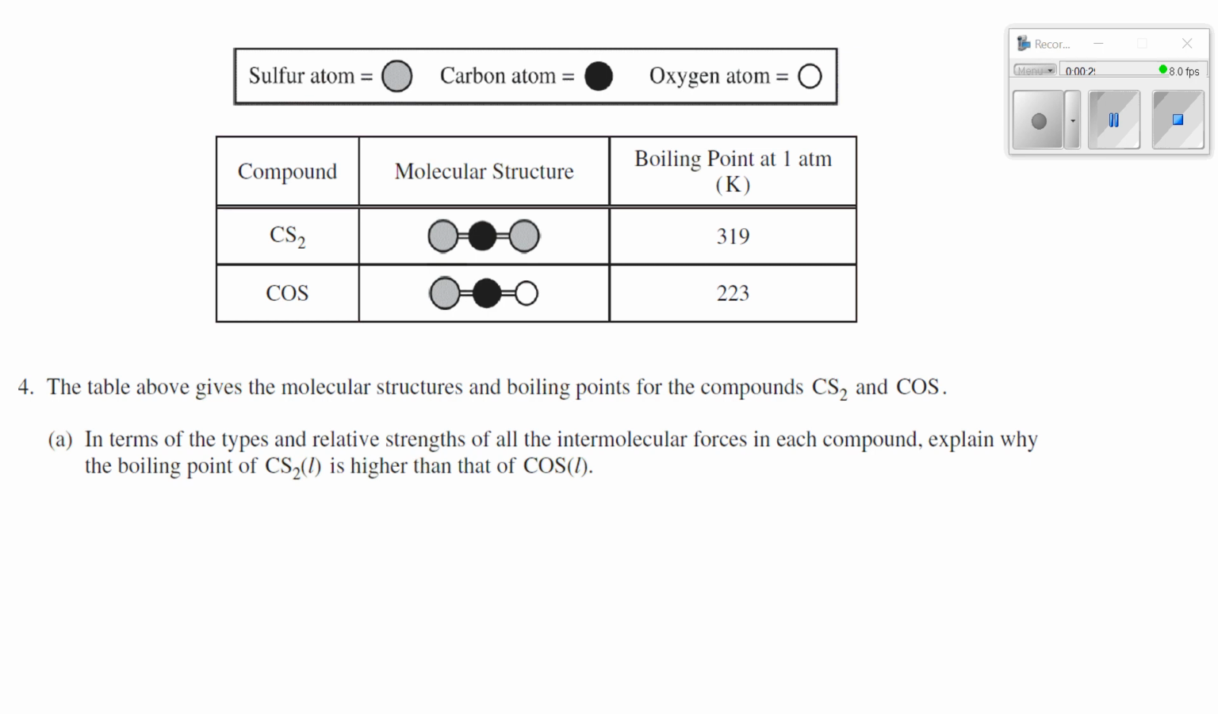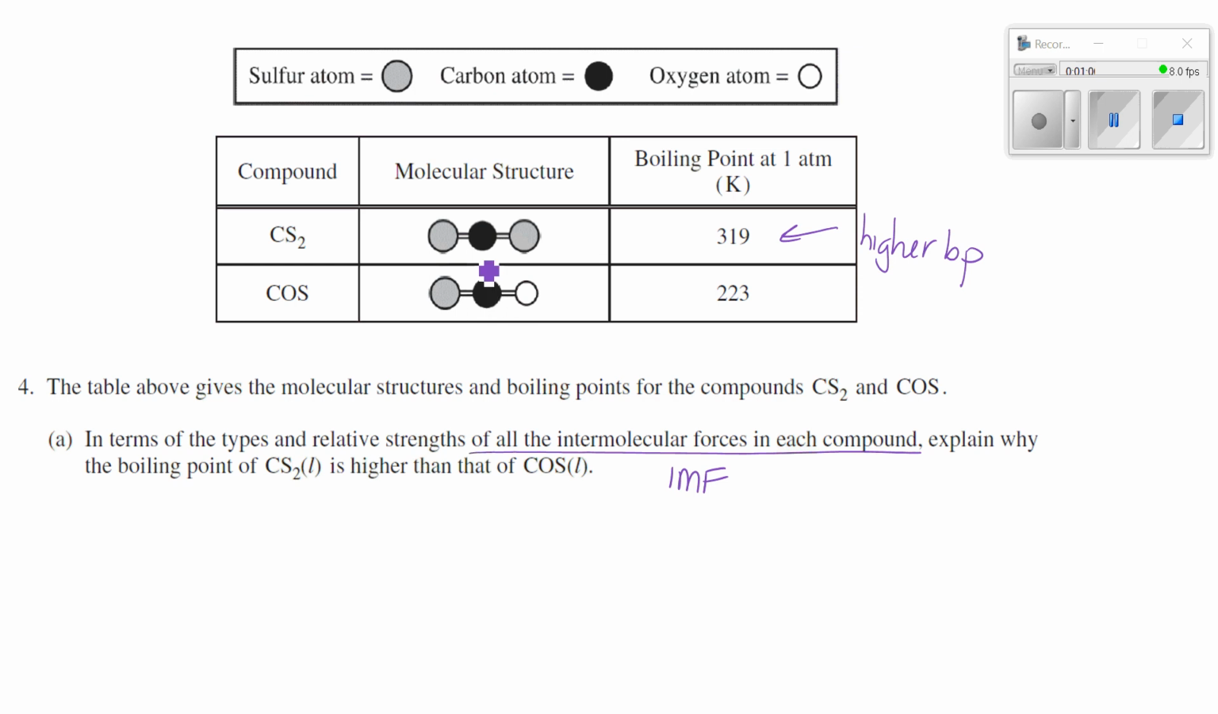All right, so for A, we are going to try and explain why this substance has a higher boiling point than COS. And if you take a look here, they show you the molecular structure, and we need to identify all the intermolecular forces in each compound. So when we're trying to figure out the intermolecular forces, the IMFs, the first step is to look at the polarity of the molecule, and the structure is already given to us.